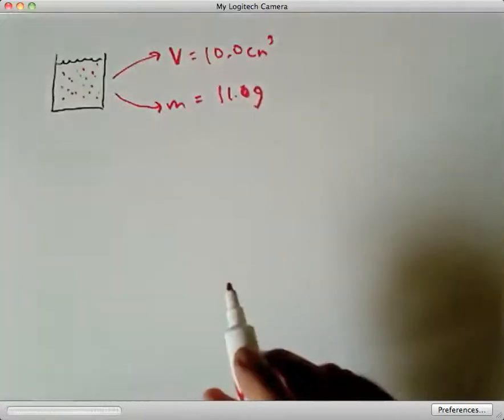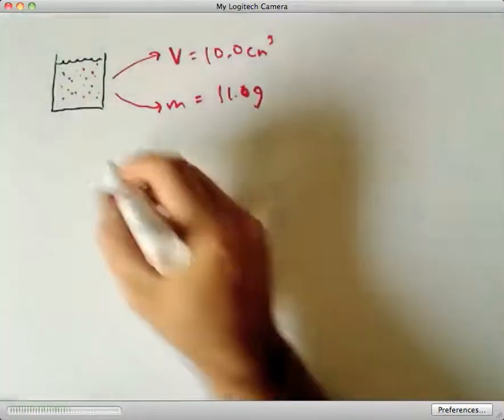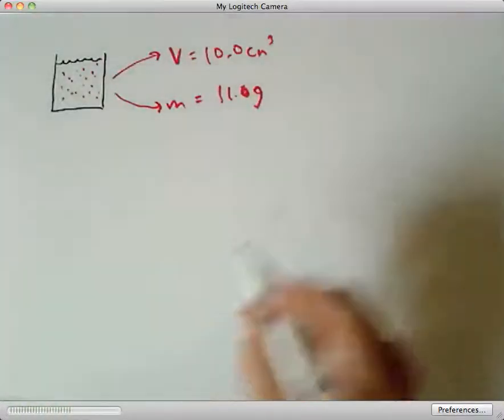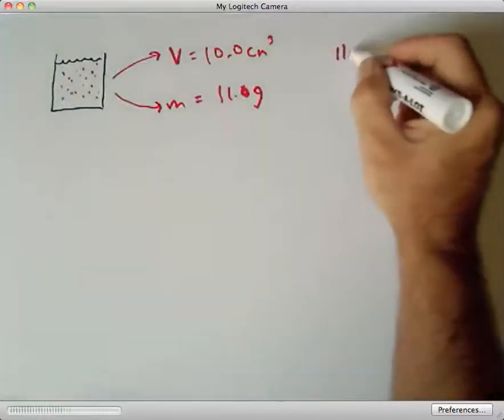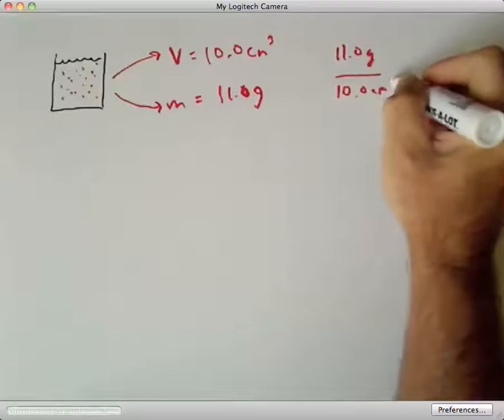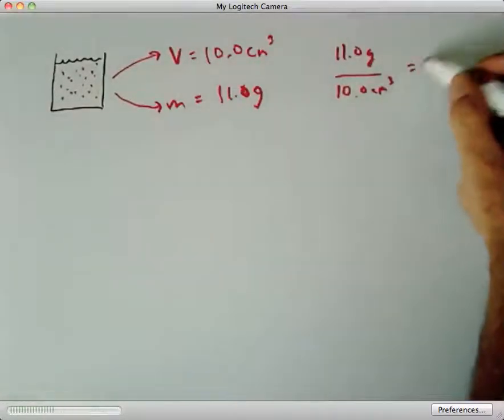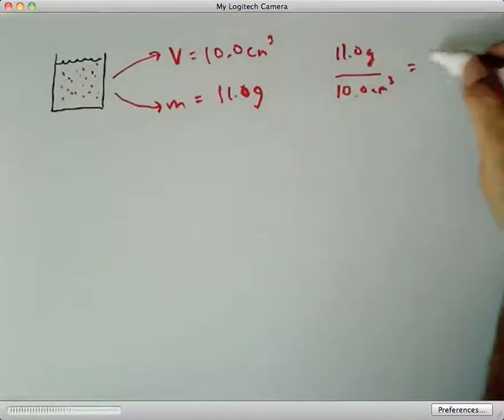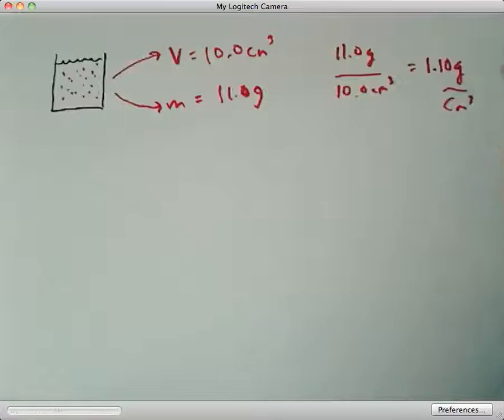Okay? Well, if I asked what the mass of 1 cubic centimeter would be, I would take the 11 grams and divide it by 10.0 cubic centimeters, because when you divide, you find out the mass of a single cubic centimeter, and let's see, 3 sig figs, that'd be 1.10 grams per cubic centimeter.